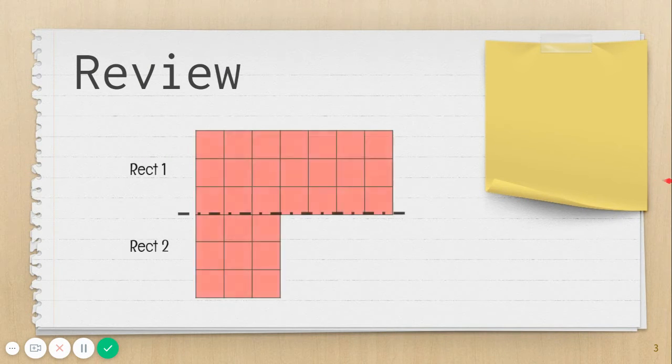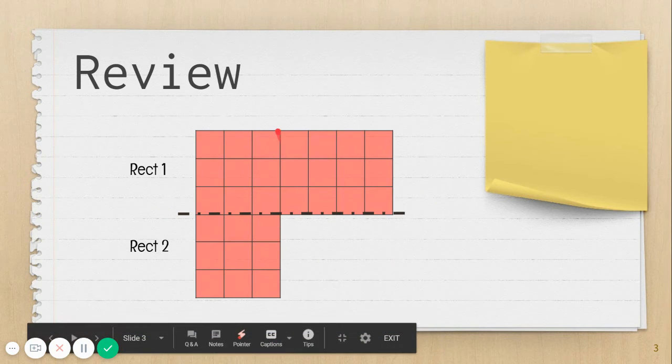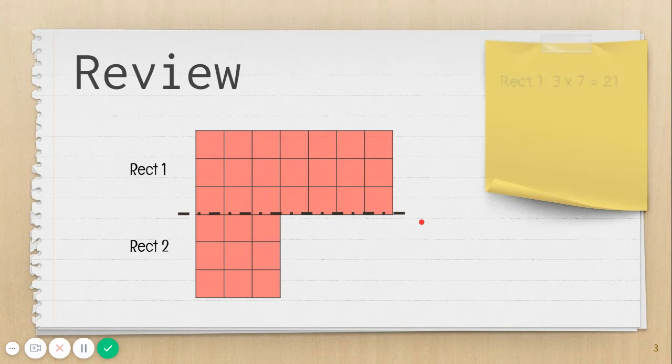Let's review. Here is one of my irregular figures. It's two rectangles put together, and we can cut it two different ways to break it down into smaller rectangles. So here's the first way, and this is what I went with, or you could also cut it this way. So it's not important how you cut it, it's about finding the area.